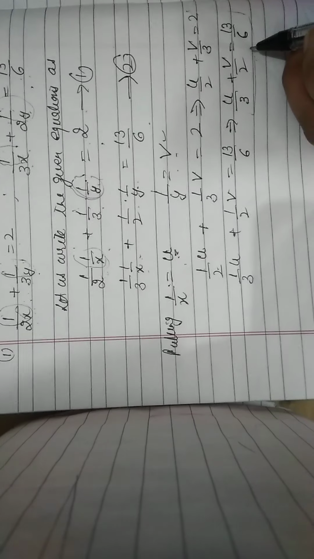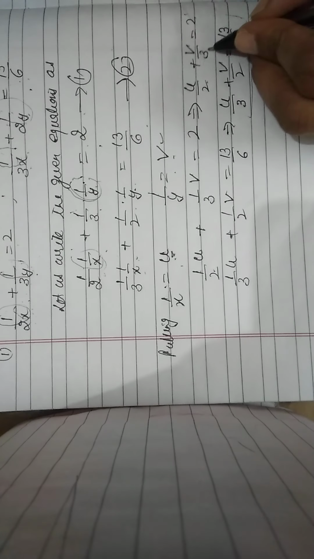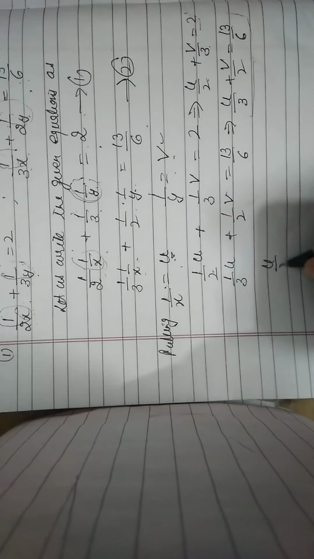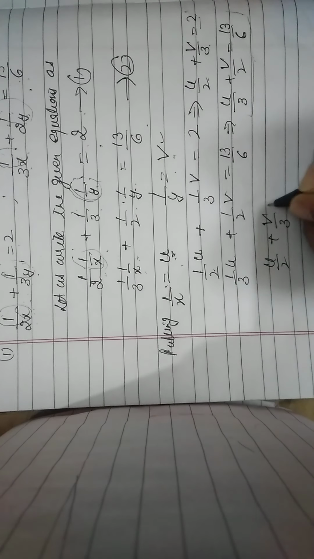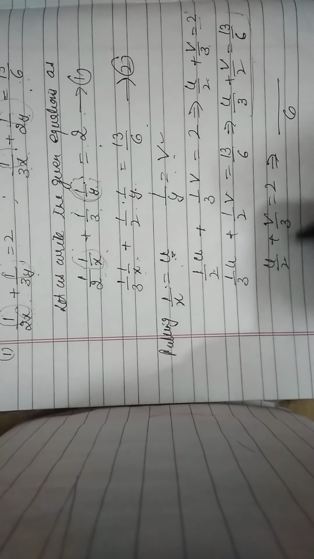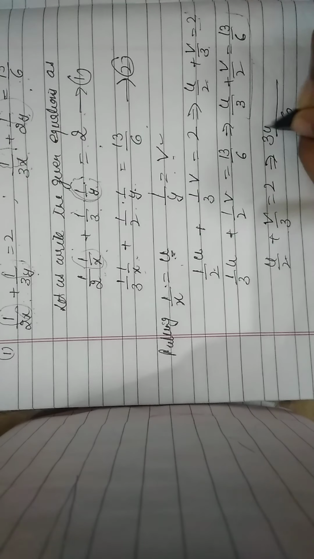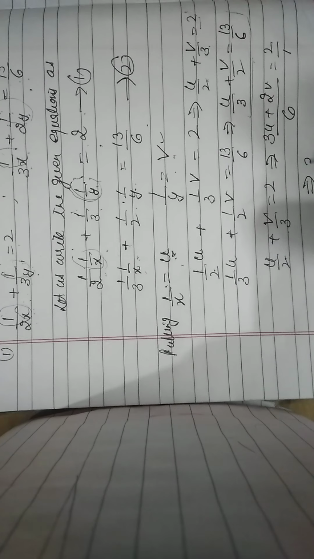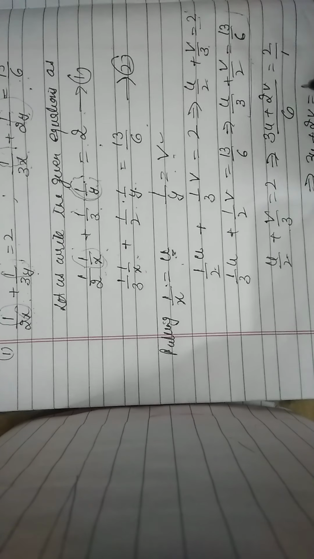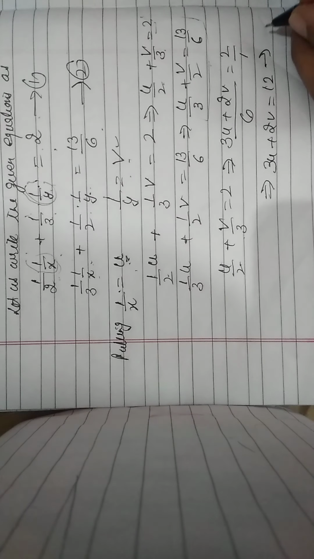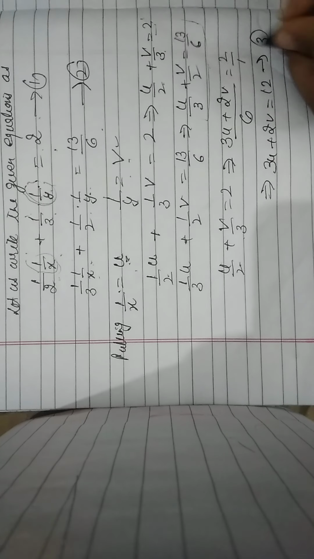Now simplify these equations by taking their LCM. The LCM of 2 and 3 is 6. So the LCM for the first equation is 6. u by 2 plus v upon 3 equal to 2. Write it as 3u plus 2v equal to 2 times 6. By cross multiplying, 3u plus 2v equal to 12. This is our first equation. Now call it the third equation.